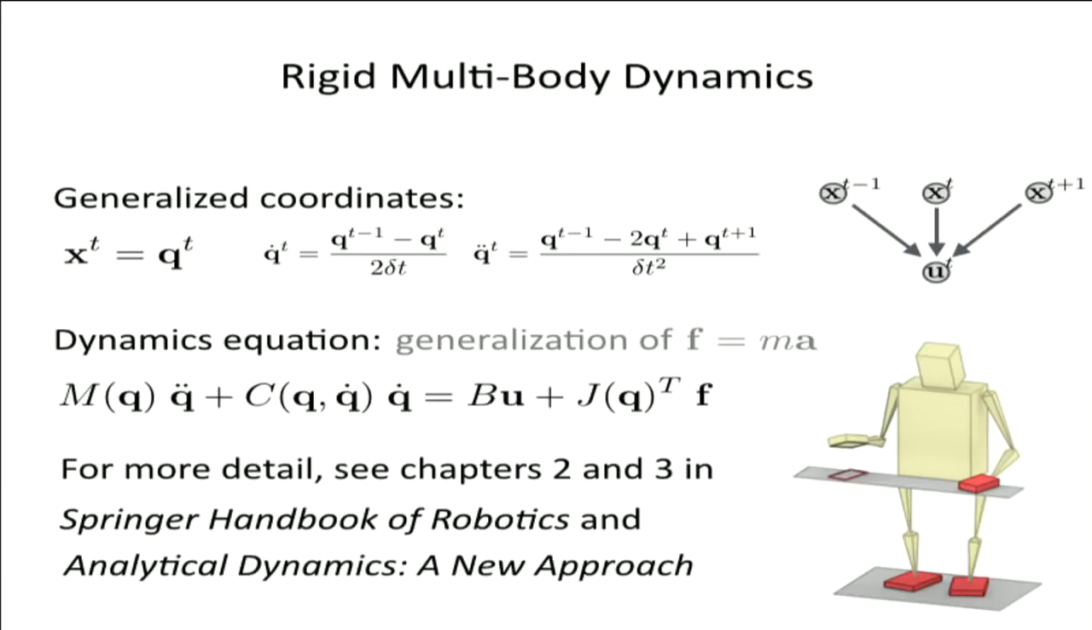And again, I've gone through it at a super high level. If that's something that interests you, I would suggest looking at chapters 2 and 3 in the Springer Handbook of Robotics. It has a really great explanation and intuition for all of these quantities, and actually shows how you derive them. Similarly, Analytical Dynamics: A New Approach is also a great reference. For now, I would just say that a lot of physics simulation packages like MuJoCo provide you with these quantities, so you don't necessarily need to implement this stuff yourself.